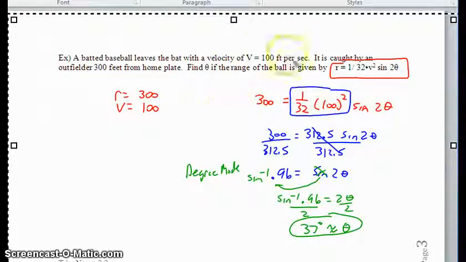Be sure when you do these problems, you're making sure that your units are the same. This is feet per second, and this is feet. And I believe in one of the problems on your homework, they're not going to be in the same units. So make sure you test your units before you solve and plug into the formula.